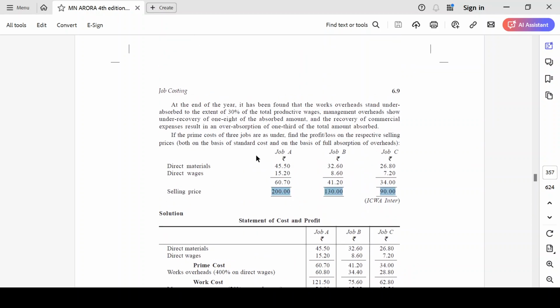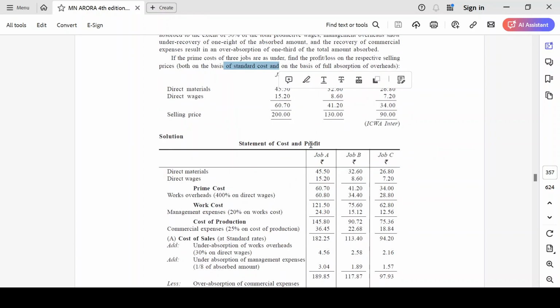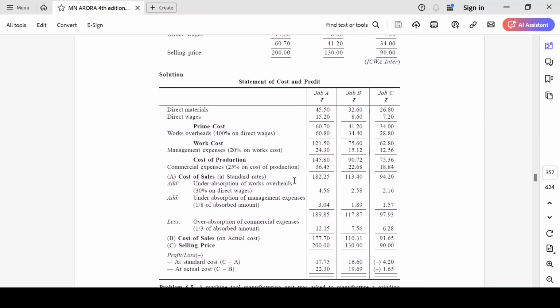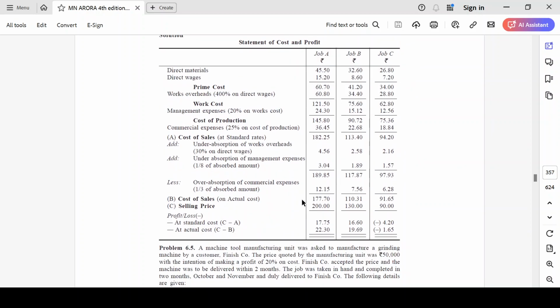The question says you have to find out profits or loss both on the basis of standard cost and basis of full absorption overheads. Keep this in mind. Many times students will make a mistake that, hey, I've already calculated actual cost, I already know actual selling price, I would just do C minus B and give the answer. This is a half-baked answer. You will get half marks. So what you will do, you will find both as per standard cost and as per actual cost. Profit or loss, you of course know, selling price minus cost of sales.